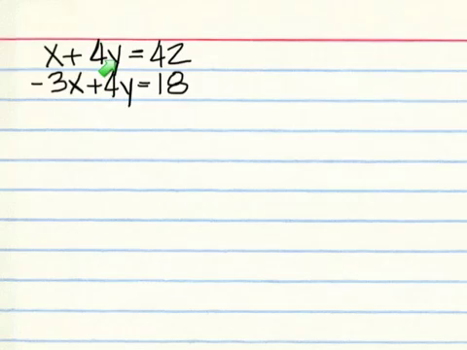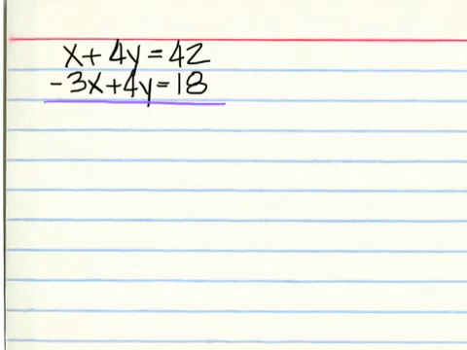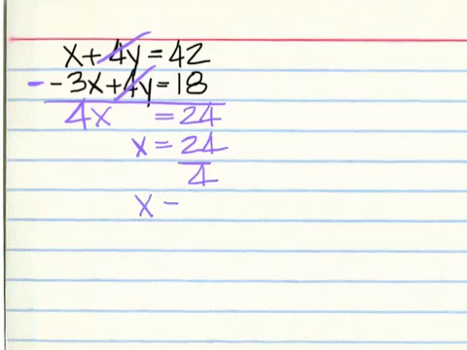And if they're the same number, just go ahead and do that. You have a +4y and a +4y. What operation do we do if the numbers have the same sign? Subtract, yes. So when you do that, these are gone. And now you have to do 1 minus a -3. 1 minus a -3 is 4. And then 42 minus 18 is 24. 24 divided by 4 is 6.